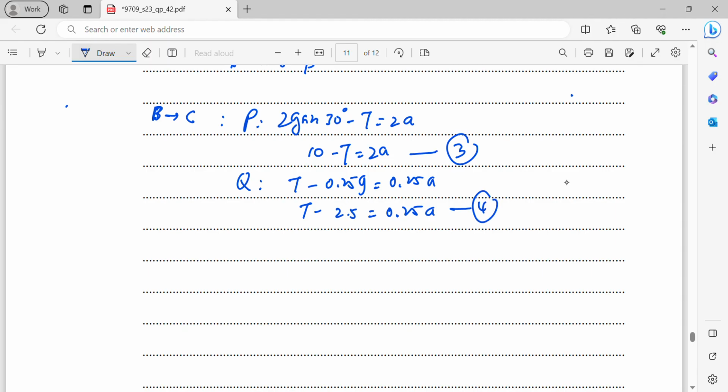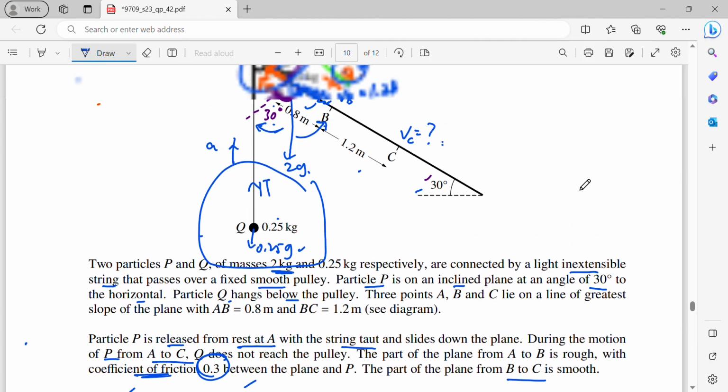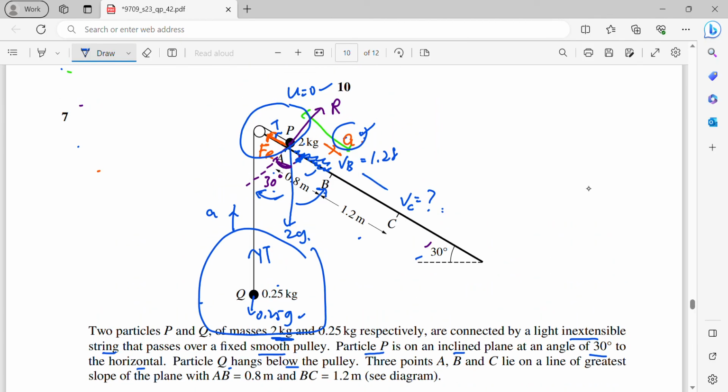So again, minus T and T, you add these two equations. So 10 plus negative 2.5 is 7.5. The right hand side is 2.25A. Therefore, your A is 7.5 over 2.25, and you will get 10 over 3. I leave it in fraction. Now I know my A already, 10 over 3. This means that here A equals 10 over 3.